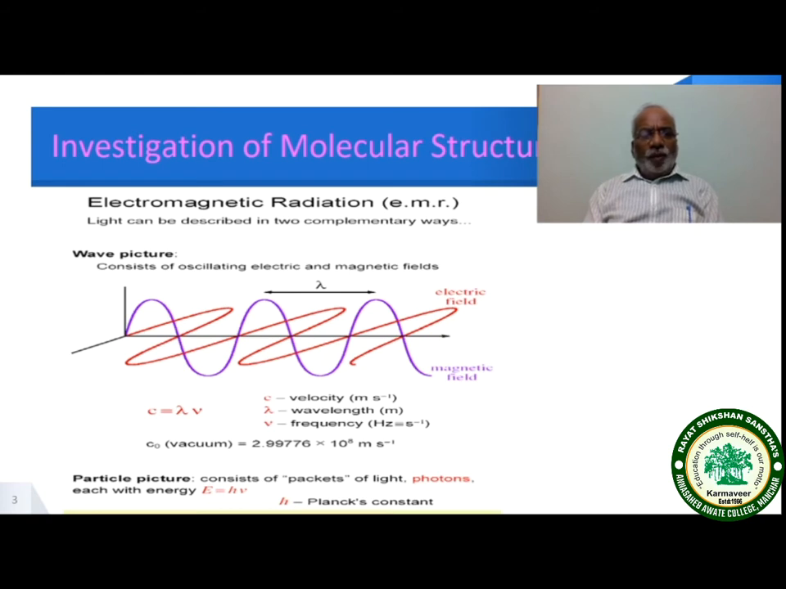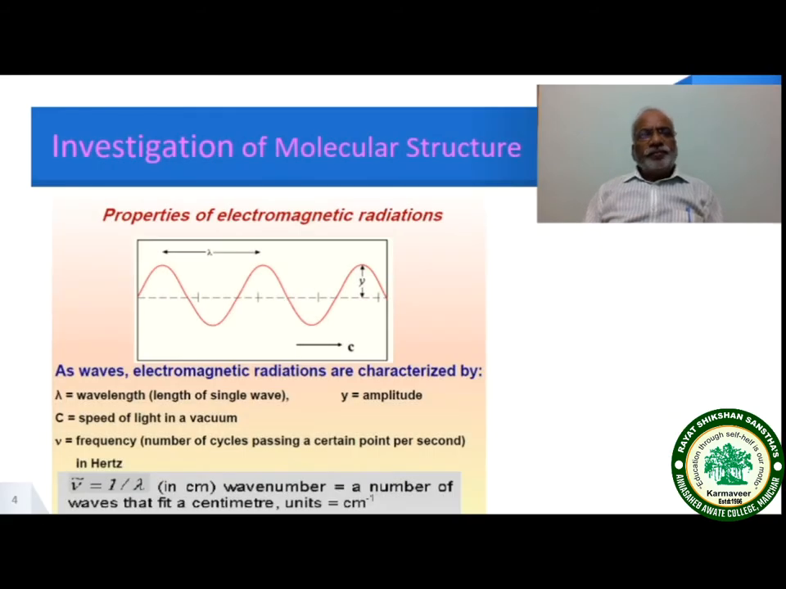Now c0 is the velocity of light in vacuum, and its value is around 2.99776 times 10 to the power 8 meters per second. And the energy of electromagnetic radiation is given by the formula E equals h nu, where h is Planck's constant. Now we consider each characteristic property in detail.